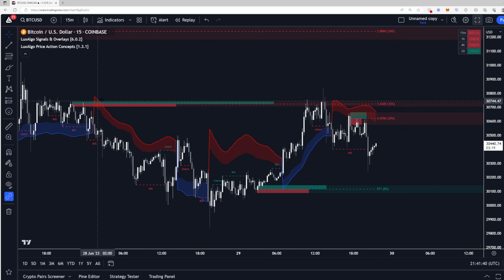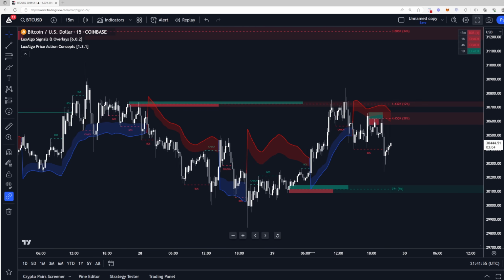Yes, they may have played out in the past. Of course, it's just showing you the significant zones to consider and how you can use these as potential targets or entries alongside these signals and overlays and the market structure.